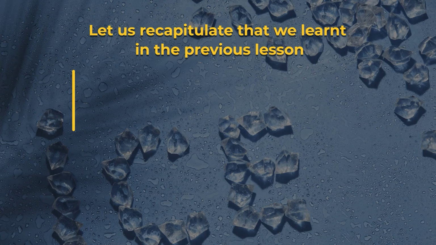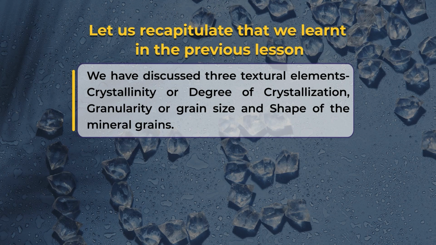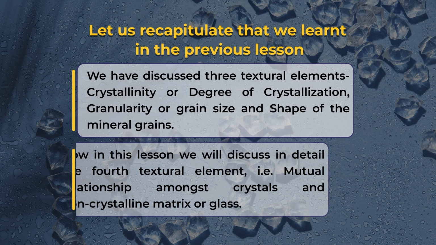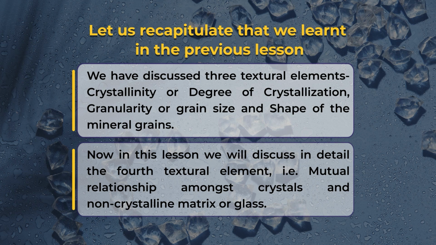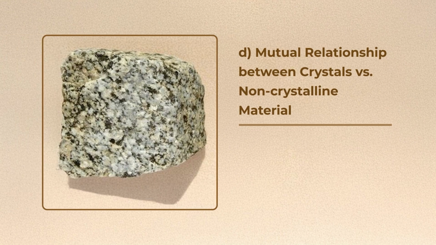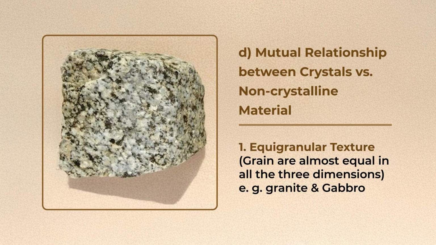Let us recapitulate what we learned in the previous lesson. We discussed three textural elements: crystallinity or degree of crystallization, granularity or grain size, and shape of the mineral grains. Now in this lesson we will discuss in detail the fourth textural element, which is called the mutual relationship among crystals and non-crystalline matrix or glass. So let us start with the mutual relationship between crystals versus non-crystalline material.